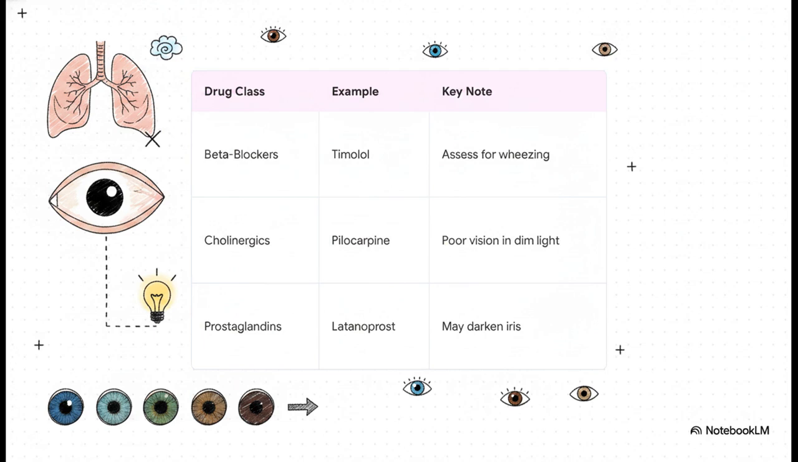They are strictly contraindicated for patients with asthma. Next, we have cholinergic agonists like pilocarpine. These constrict the pupil to help the fluid flow out. But a big side effect is poor vision in dim light, so patient safety becomes a massive priority there.